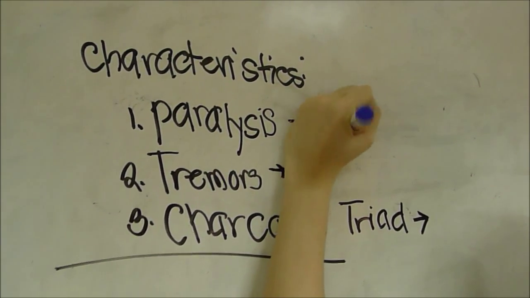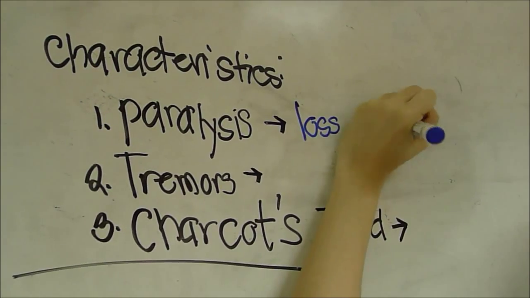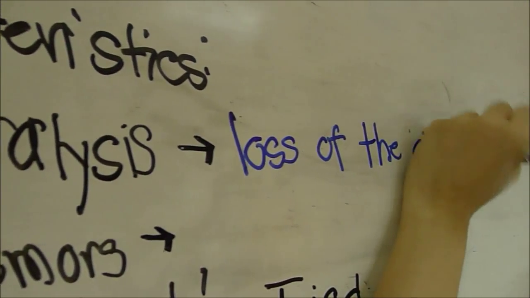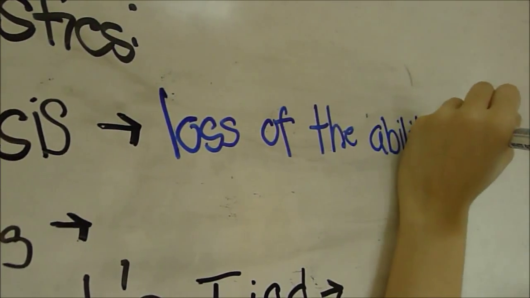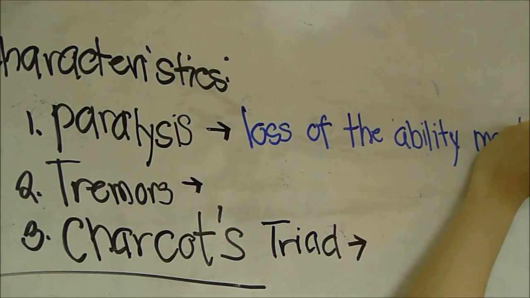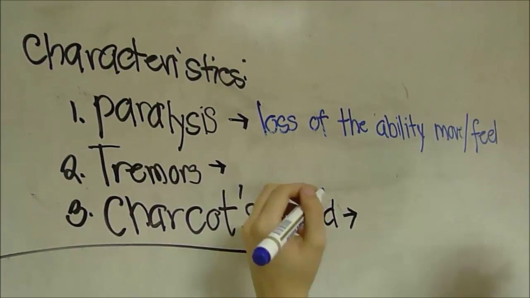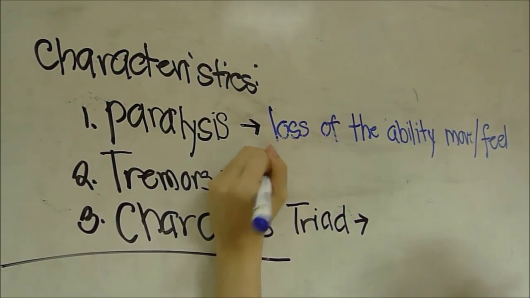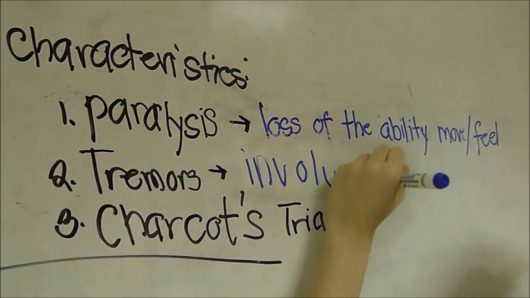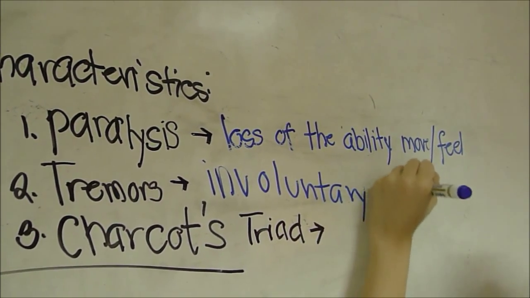Paralysis is the loss of the ability for a person to either move or feel anything. Tremors is an involuntary muscle contraction.